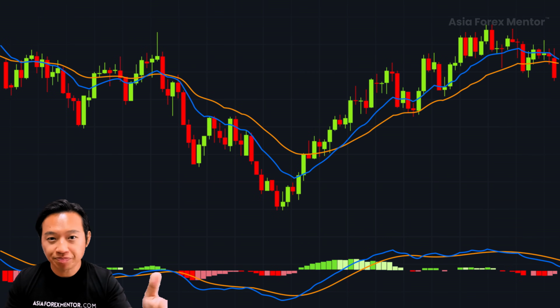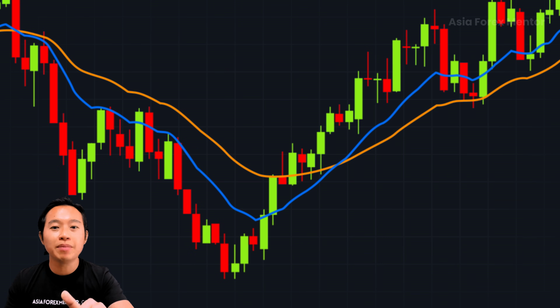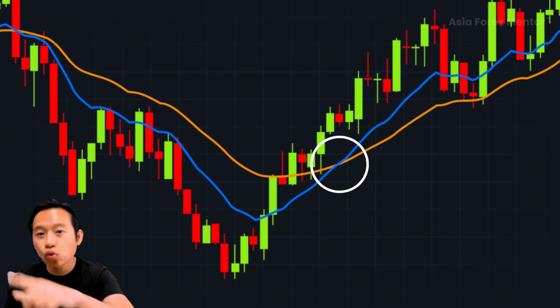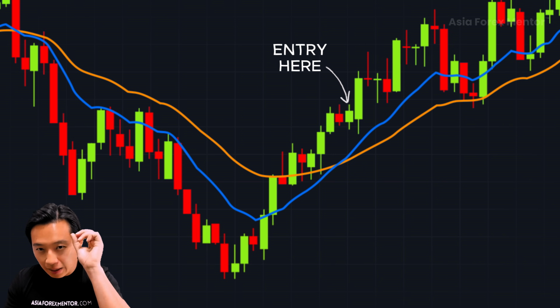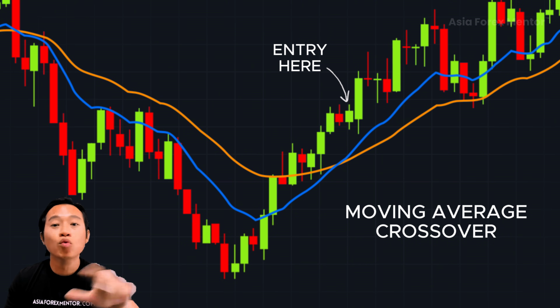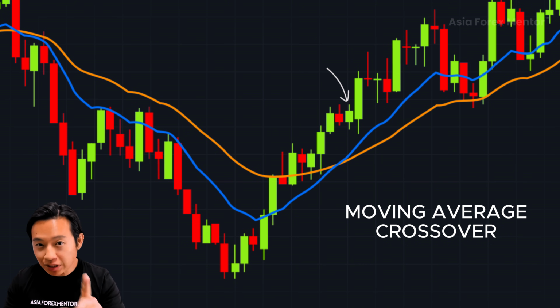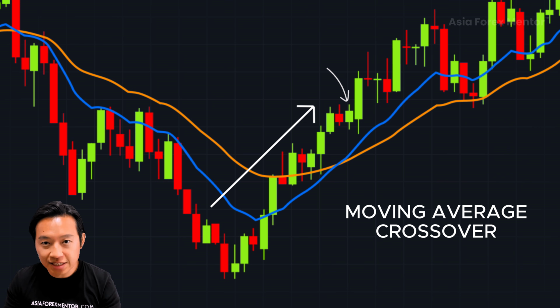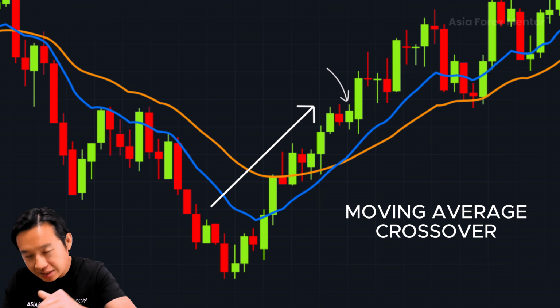Let me give you an example. On this candle, the 12 EMA crosses above the 26 EMA. This is a bullish crossover. So what? A buy signal occurs here if you are entering based on the moving average crossover system. However, the crossover only happens after price moves a certain distance, isn't it? Because there's this period.